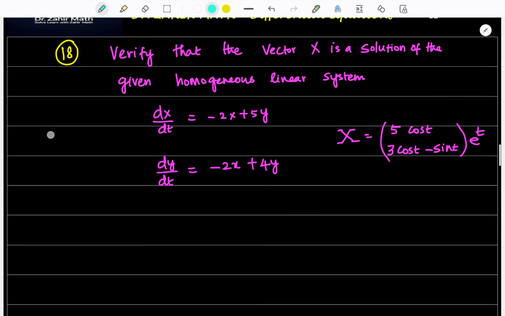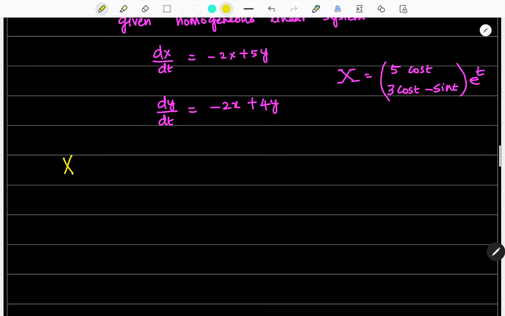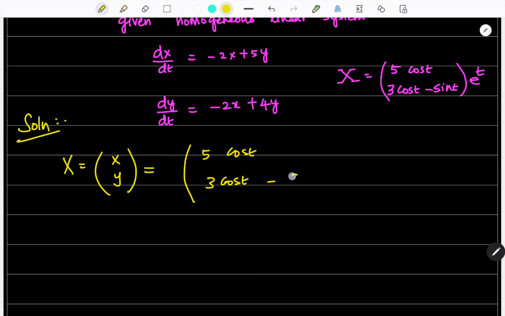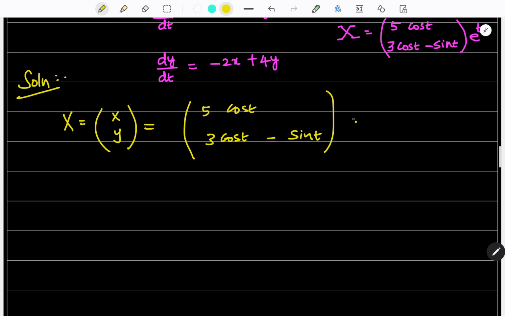So the next question is verify that the vector x is a solution of the homogeneous linear system. Same set of equations, but the solution is different. So what is the solution? Capital X, you have to take x and y, which is equal to 5 cosine t and 3 cosine t minus sine t, a column matrix, with e power t.